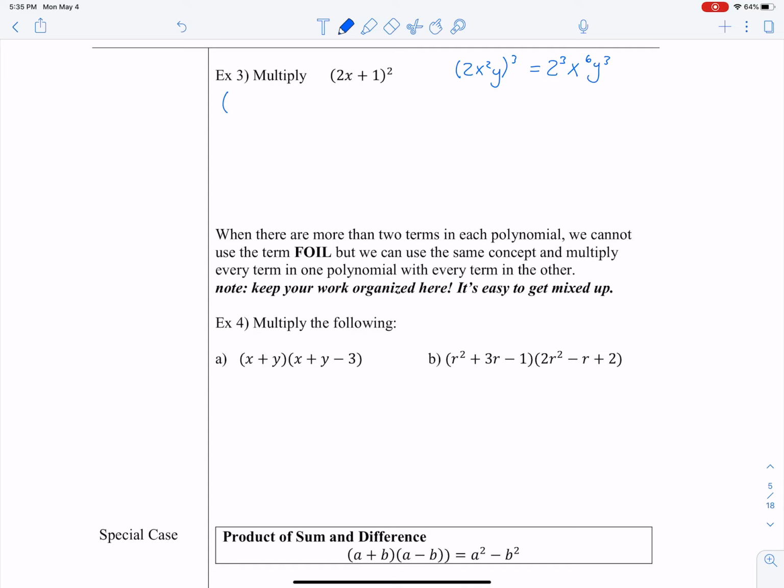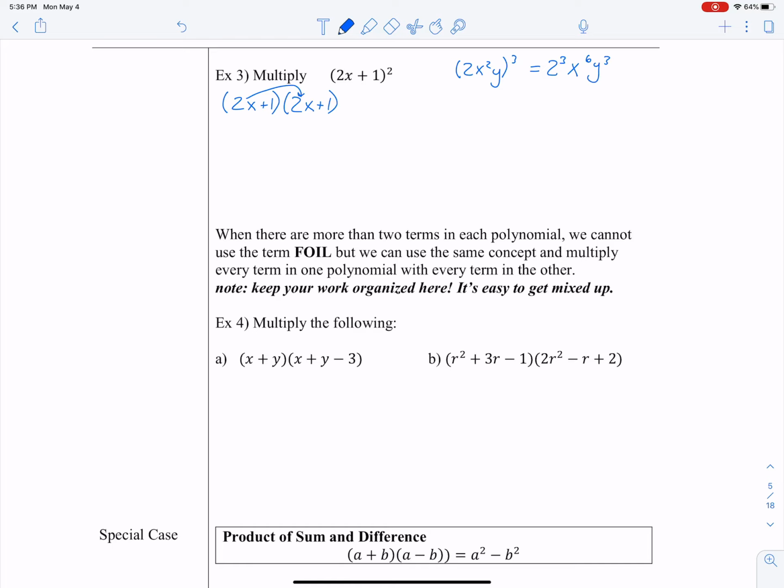Instead, what happens is you take the entire bracket and you write as many copies of that bracket multiplying each other as there are exponents. So here, it would be written like this. If this was a 3, we'd write a third bracket. And then you multiply them accordingly.